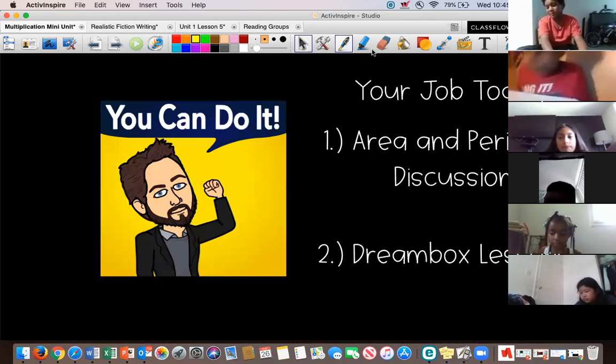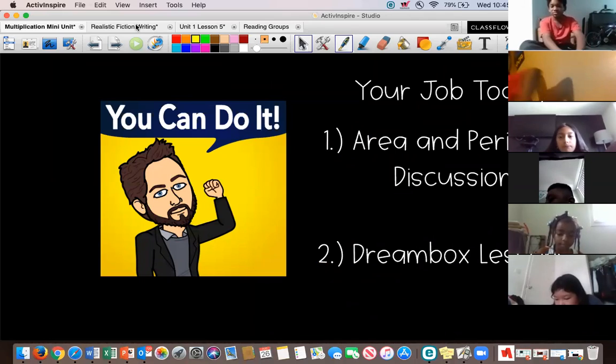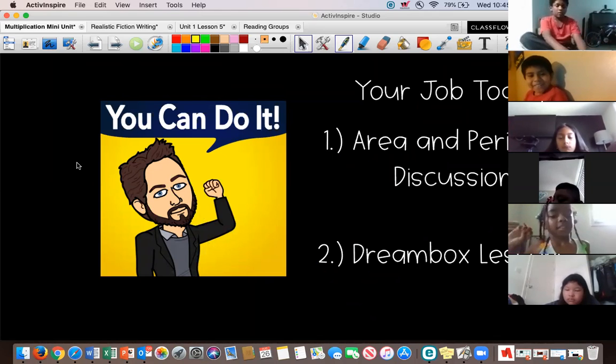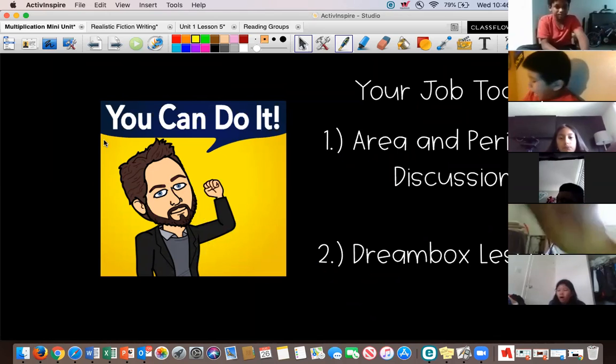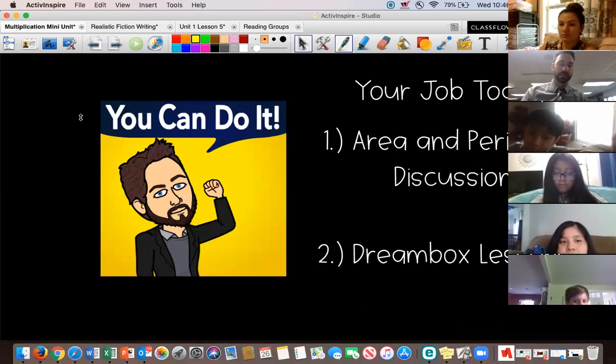Okay. So your job today when we go, not yet, all right, is we're going to have a discussion on area and perimeter. It's one discussion about one rectangle. You need to find the area and perimeter, and in the discussion, you need to explain in detail how you found the area and perimeter. So you're not just going to say the answer. You're going to say the answer, and you're going to explain how you got your answer.